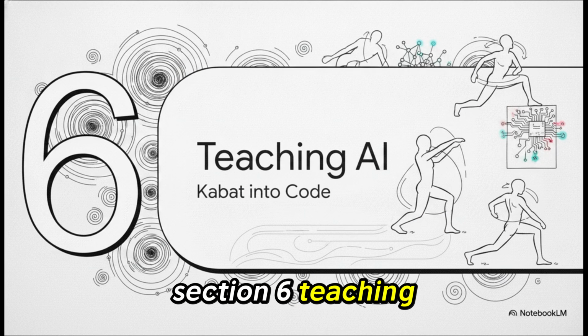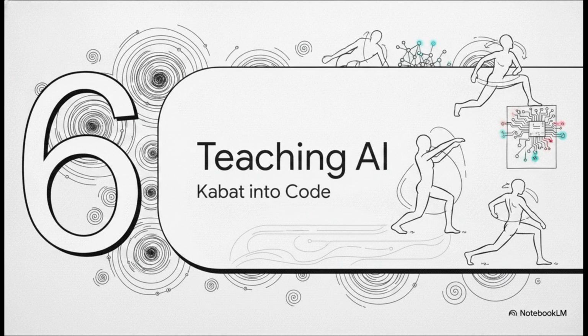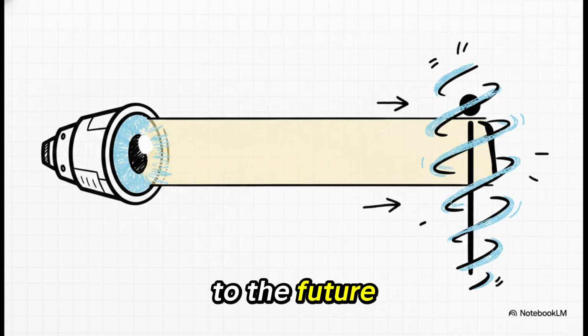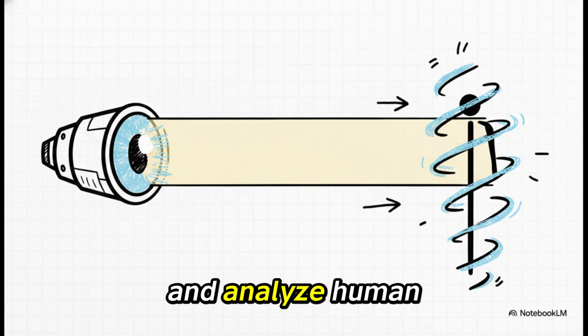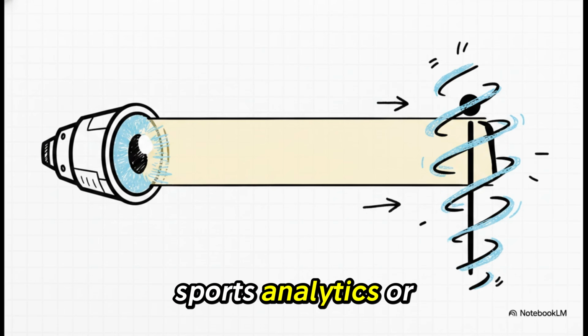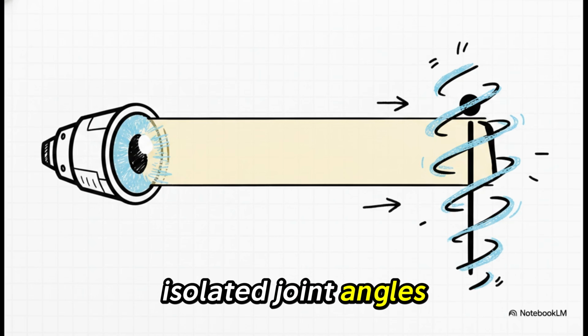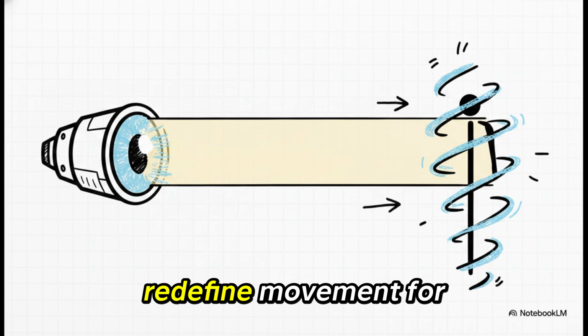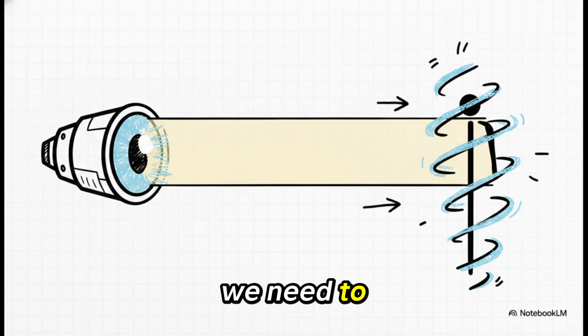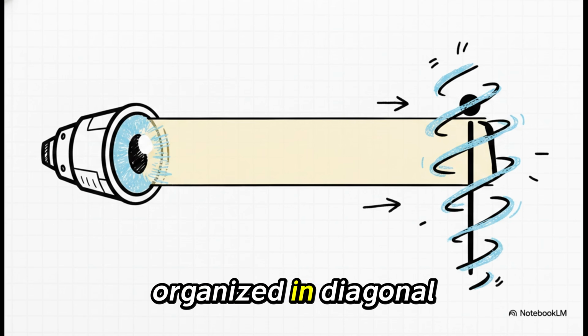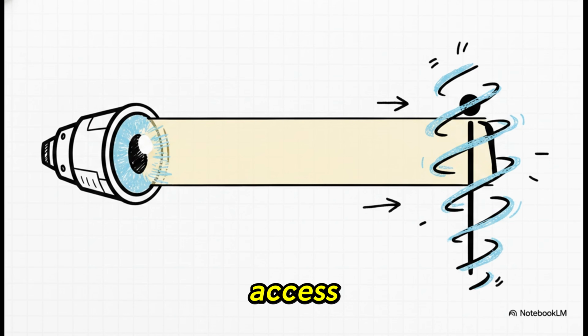Section 6. Teaching movement to AI. Translating Kabat into code. How do we take a century of clinical knowledge and apply it to the future? If we want to teach artificial intelligence to truly understand and analyze human movement, whether that's for sports analytics or physical therapy, we have to stop just tracking isolated joint angles. We must completely redefine movement for the machine. We need to teach the AI that movement is a spatiotemporal phrase, organized in diagonal spirals around a postural axis.